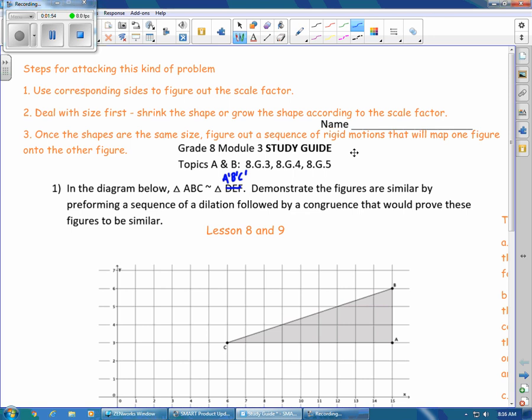Now the rigid motions that we learned: translation, we need to draw a vector and slide our shape along that translation. We could rotate. We need to pick a point and rotate around that point, and we need to make sure we're saying when we're going to stop. Or we can reflect, and if we reflect, we have to reflect over a line. Now this was covered in depth in both lesson 8 and lesson 9. So if you need to look back at your original notes, that's where you're going to look.